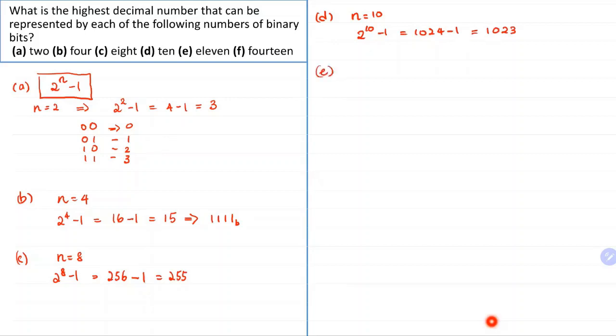E, 11 bits, so that will be n equals 11. So 2 to the 11 minus 1. That will be 2048 minus 1. That will be 2047.